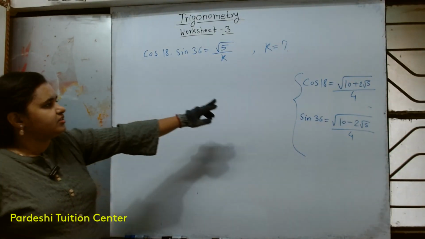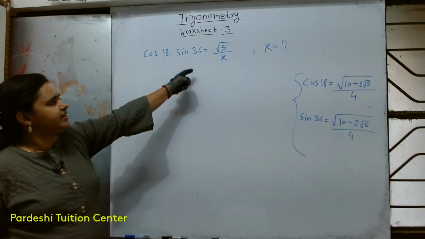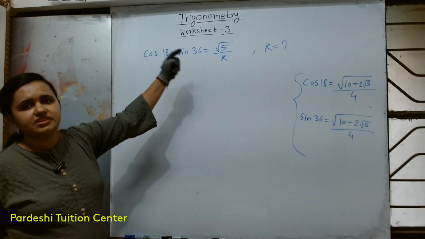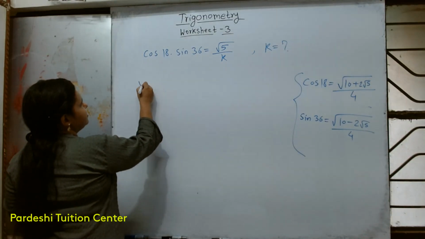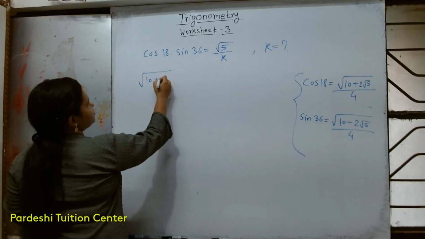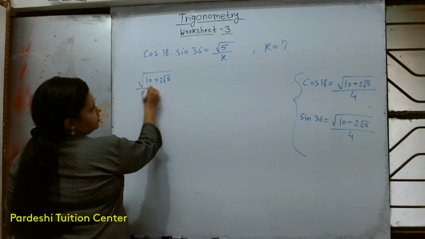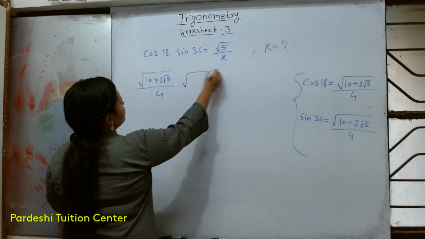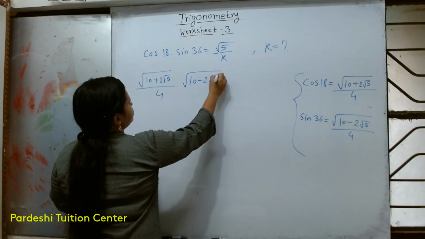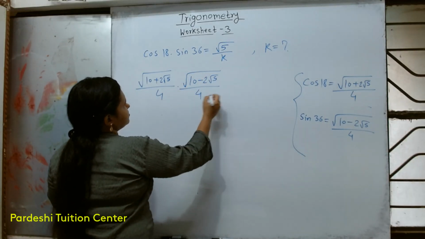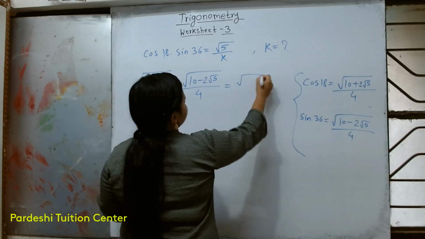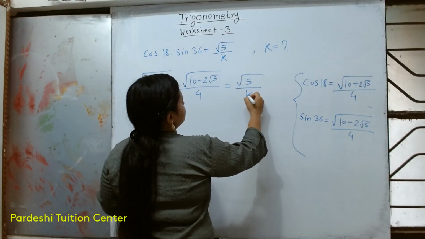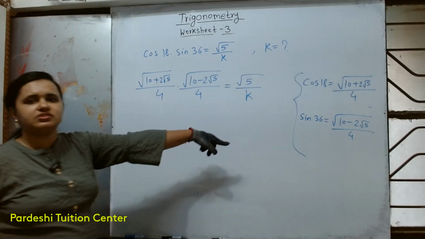Now you just have to put in the values of sin 18, cos 18 and sin 36. So it was root of (10 plus 2 root 5) upon 4, into sin 36, which is root of (10 minus 2 root 5) upon 4. So it is equal to root 5 by k. We have just put in the values of cos 18 and sin 36.